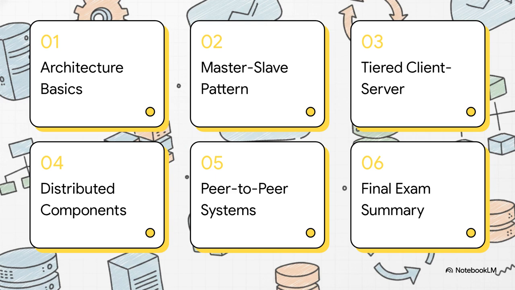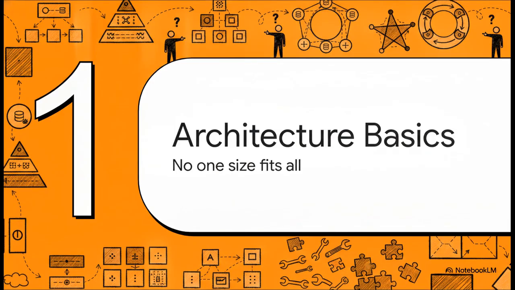Here is our cognitive roadmap for today. We'll start with distributed architecture basics, then hit the master-slave pattern, tiered client-server patterns, distributed component systems, peer-to-peer systems, and we'll wrap it all up with a final exam summary. All right, Section 1, Distributed Architecture Basics.